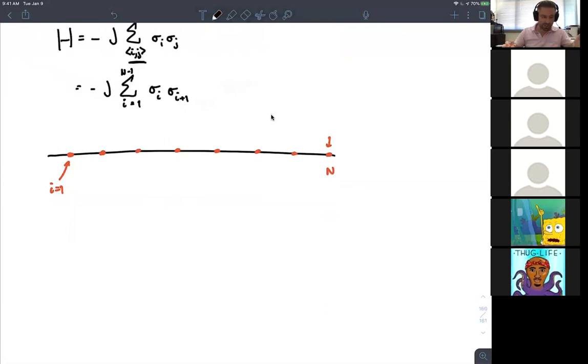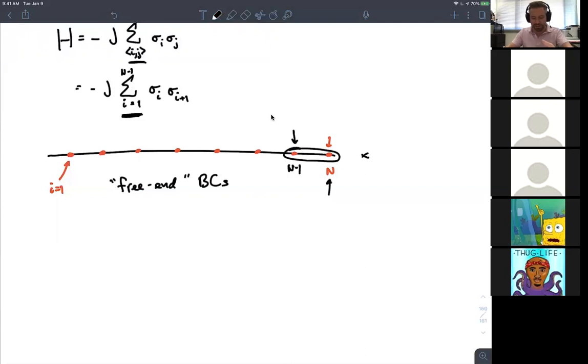So just to see what happens, we're going to use what are called free end boundary conditions, or BCs. I've essentially already indicated that by summing from I equals 1 to n minus 1. I'm saying I stop right here at n minus 1, and the last term in the sum is those two spins. In other words, I don't move on to the next one because there is no next spin. So when I wrote down this sum, I already assumed free end boundary conditions. All right, everybody good?